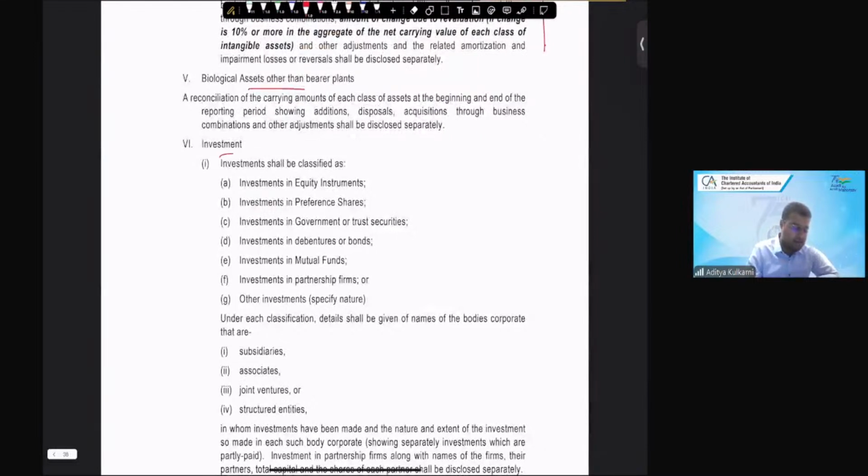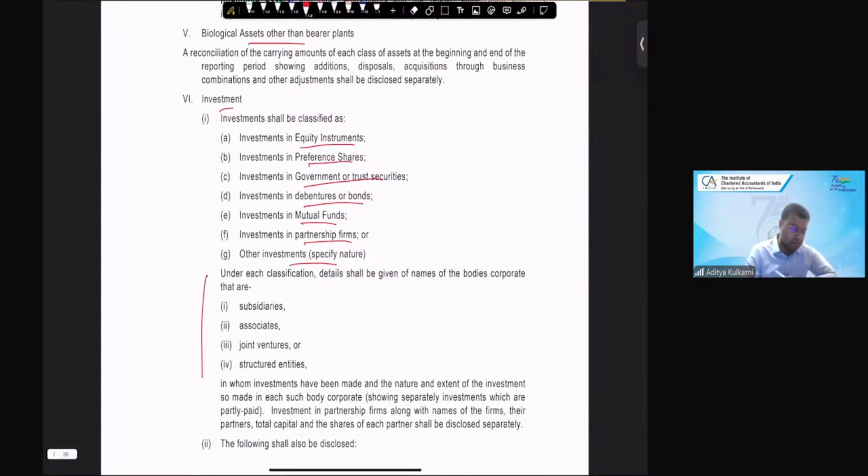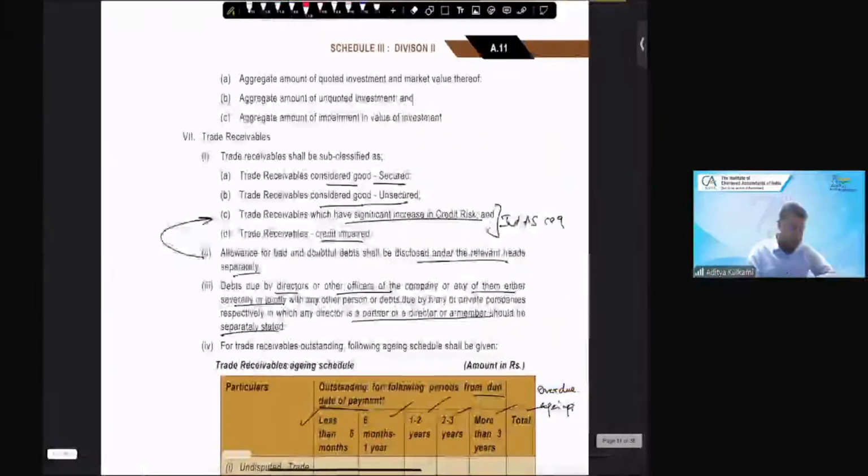When we come to investments, categorize them as investment in equity instruments, preference shares, government securities, debentures or bonds, mutual funds, partnership, or other investments. And then you shall give these disclosures of the names of the body corporates that are subsidiaries, associates, joint ventures, or structured entities. Okay, all right. When we look at trade receivables, this is something you have already gone through. Classify it as considered good, secured, considered good, unsecured, significant increase in credit risk, and credit impaired trade receivables.